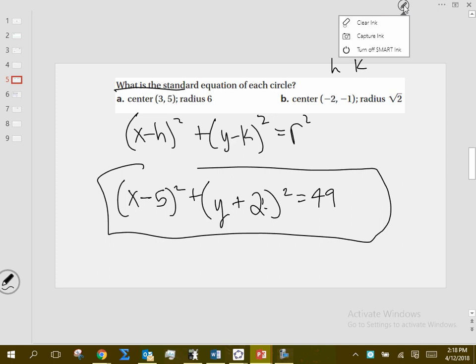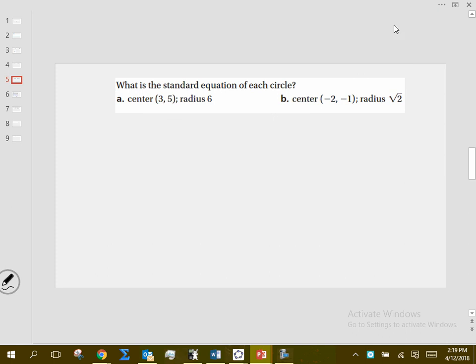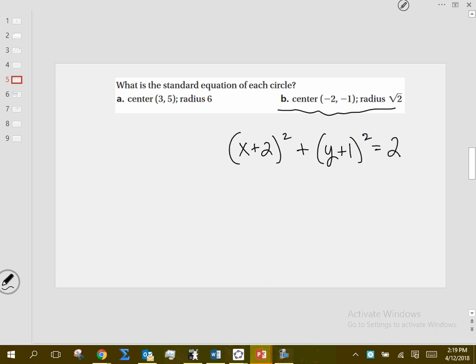What about this second one here? I'm going to write that. The bottom one is (x + 2) squared, and then (y + 1) squared equals radical 2. That's h, that's k. This is your radius, but that right there has to be your radius squared, right? So radical 2 squared is just 2.